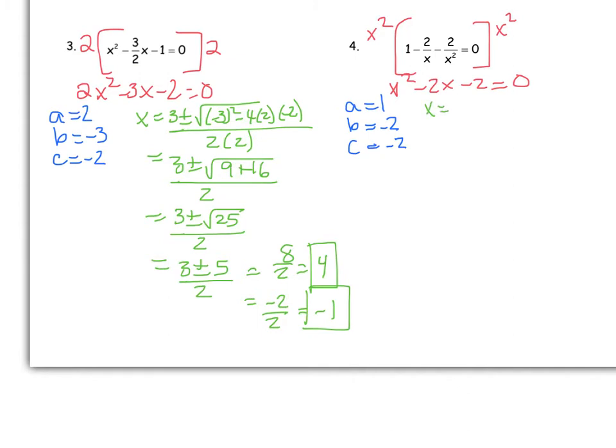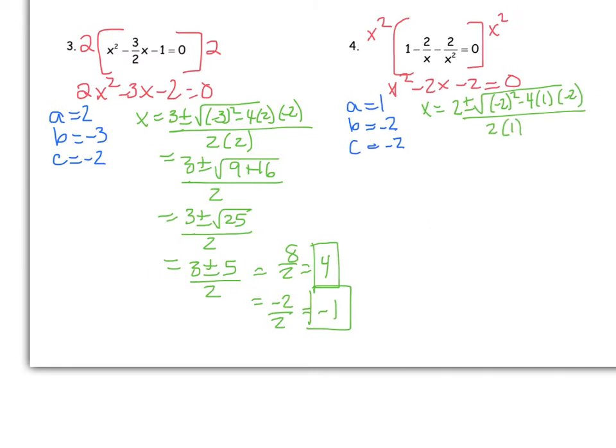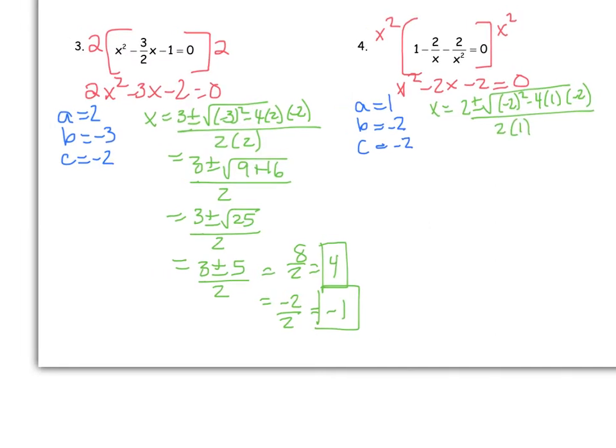Plugging this in, I'm looking at x equals 2 plus or minus the square root of negative 2 squared minus 4 times 1 times negative 2, all over 2 times 1, which then gives me 2 plus or minus the square root of 4 plus 8 over 2. 4 plus 8 is 12. Again, I can simplify my root with a perfect square. 12 is 4 times 3. So I'm looking at 2 plus or minus 2 root 3 over 2.